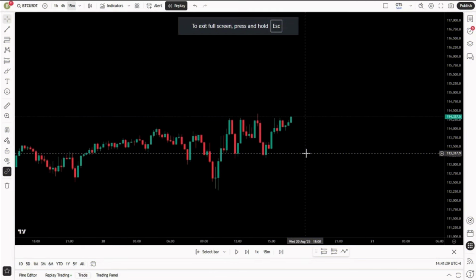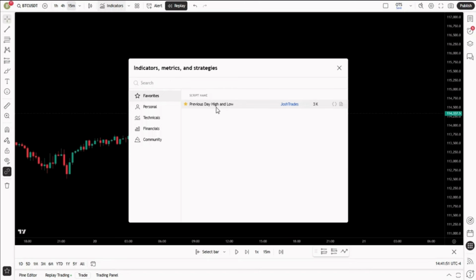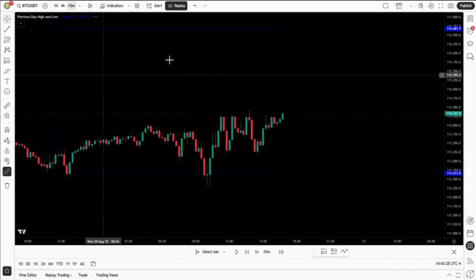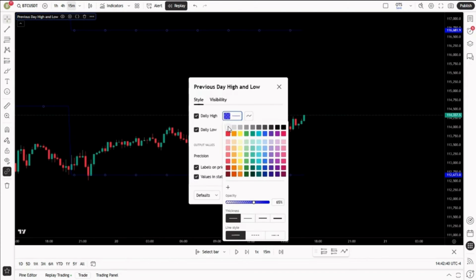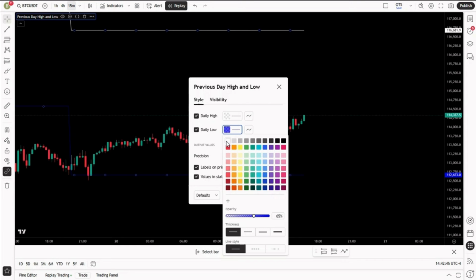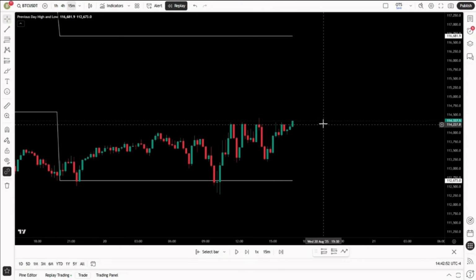For now, let's do a quick backtest to see how this strategy works in the real market. I have opened BTC chart at random time. First, head over the indicators section and search for previous day high and low by Josh Trades. Click on it, and once it's added, you will see it's activated on your chart. This indicator clearly marked the previous high and low levels, which are key points for our setup. We can also open the indicator settings and change the line colors if we want. For now, I will keep the lines white. Our chart is now ready for trading.